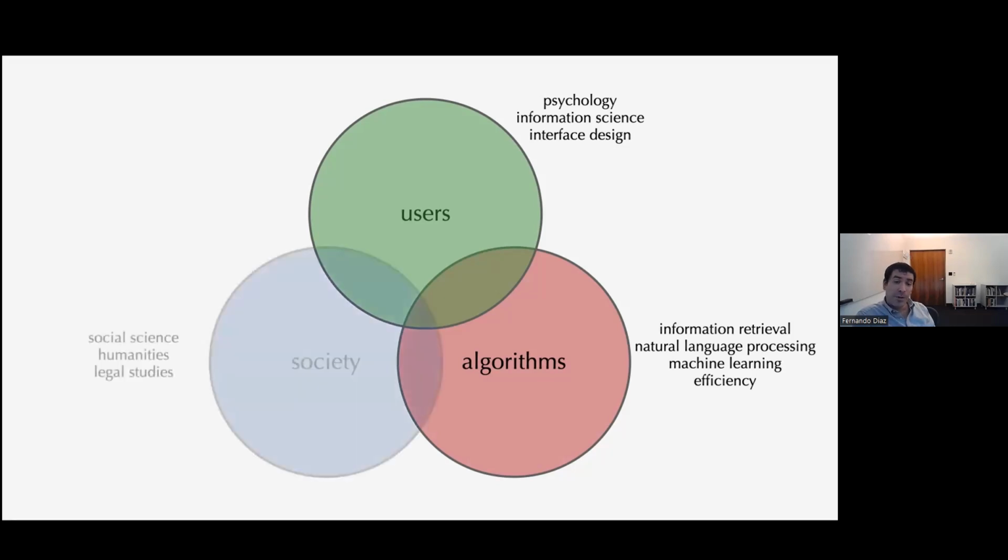And moreover, if we think about the broader implications of artificial intelligence and language technologies, we need to engage with colleagues in the social sciences, humanities, and legal studies in order to understand what are, say, the normative values that we want to preserve when we're designing these technologies.